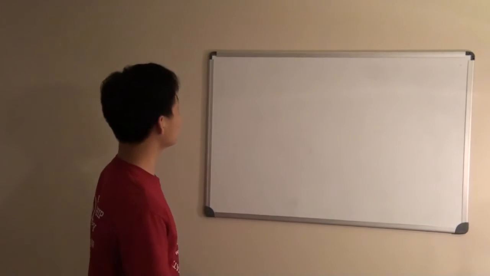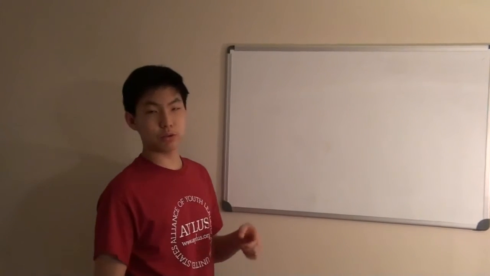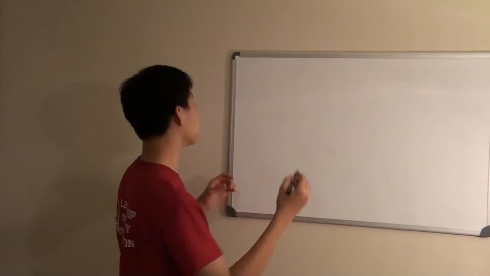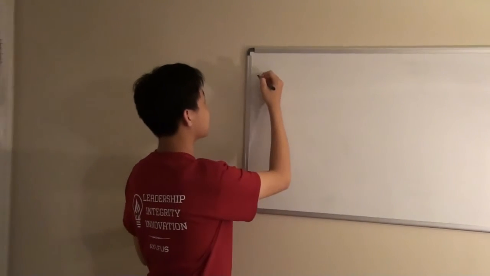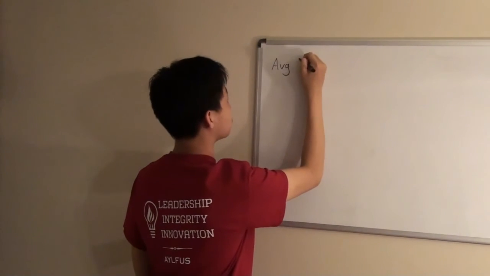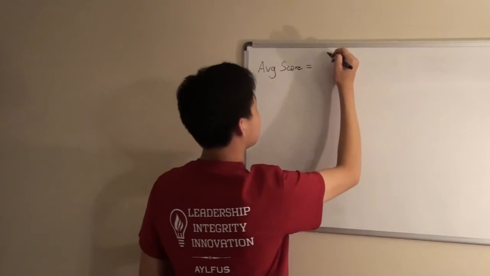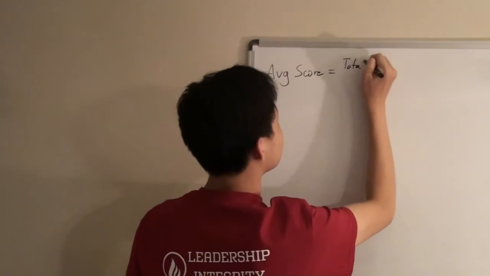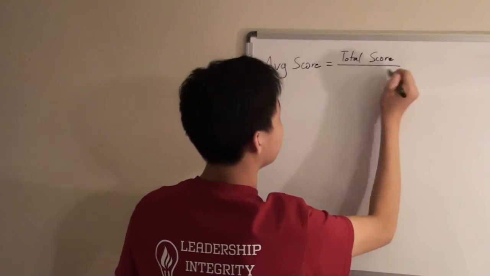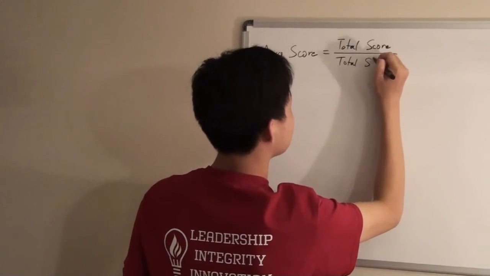Okay, for this problem, we will be using the formula for finding the average of something. So when the formula for the average is applied to this problem, it would look something like this. The average score would be equal to the total score of all these students added up over the total number of students.